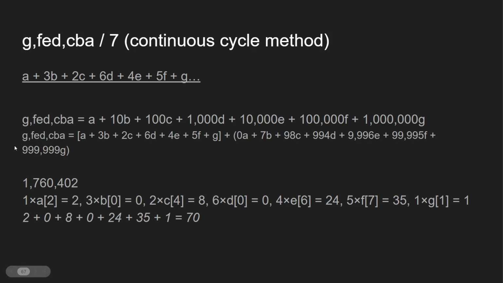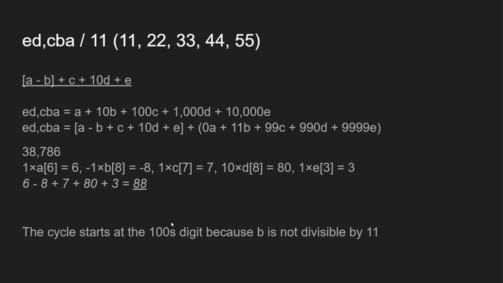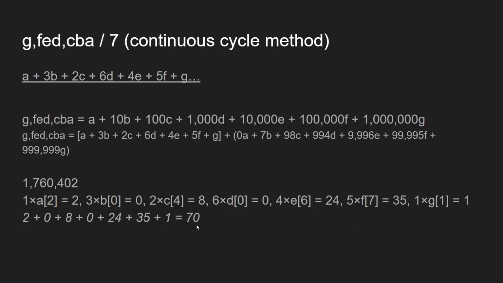1,760,402. We're going to multiply a by 1, so this is going to give us 2. We're going to multiply b by 3, but it's still 0 in this case. We're going to multiply c by 2, d by 6, e by 4, f by 5, and g by 1. So 2 plus 0 plus 8 plus 0 plus 24 plus 35 plus 1 equals 70. And 70 is, of course, divisible by 7.